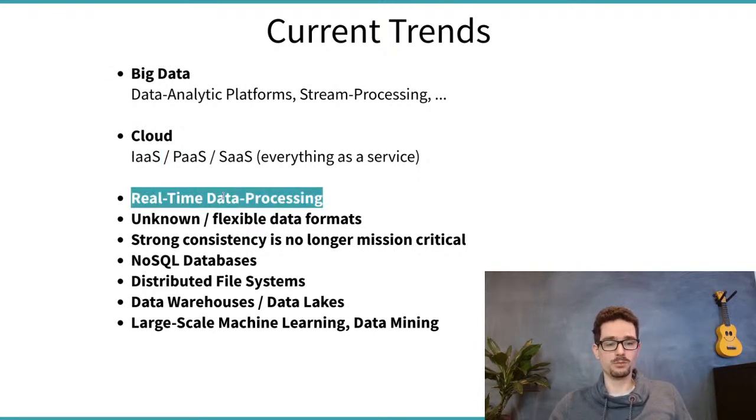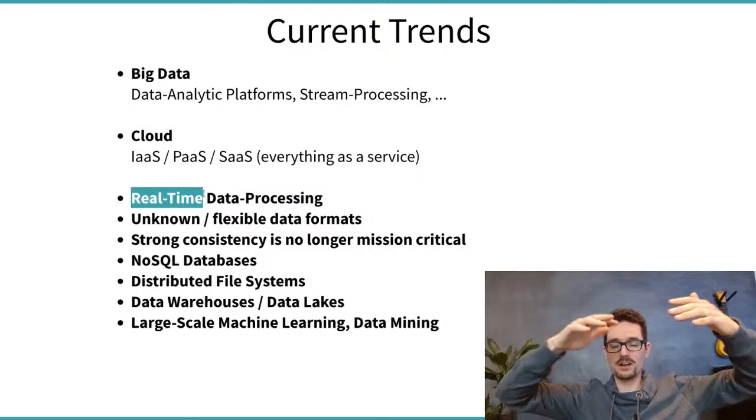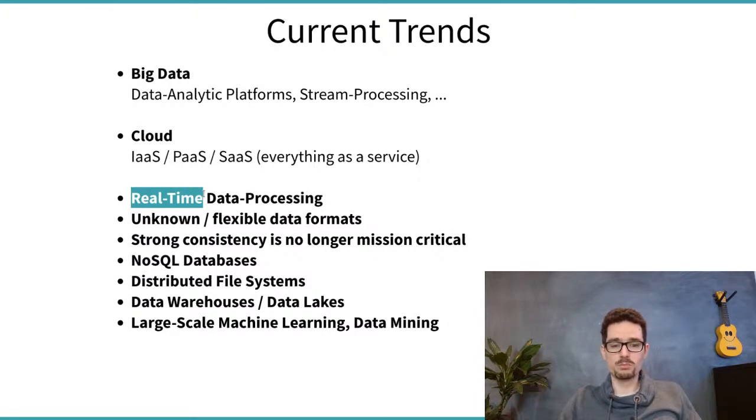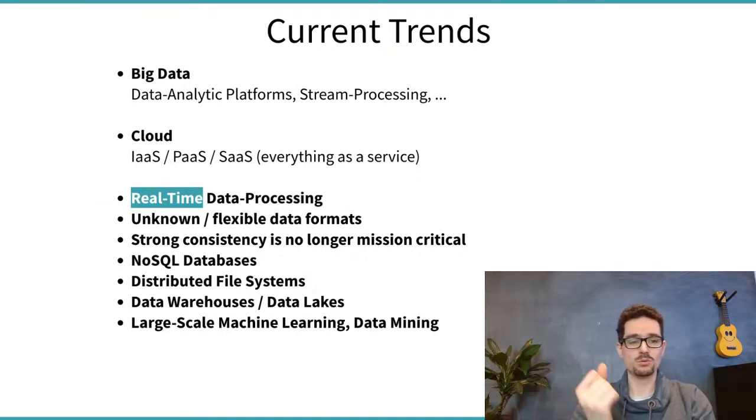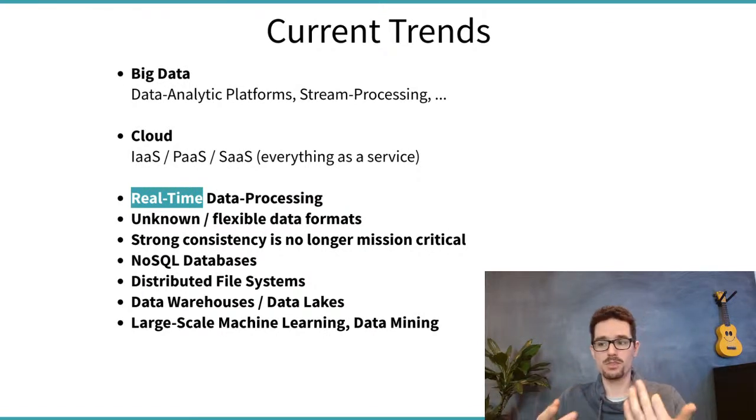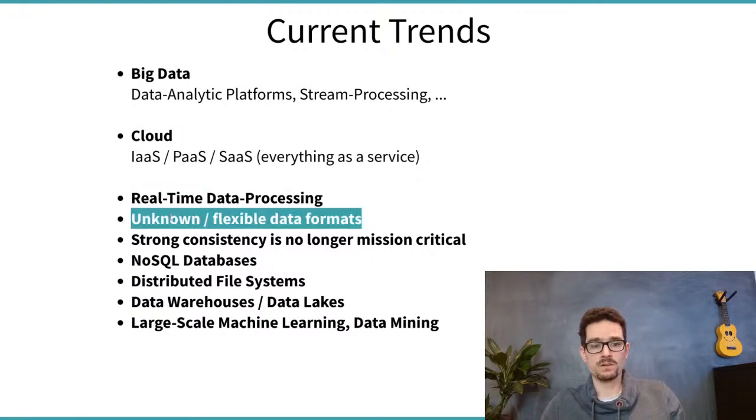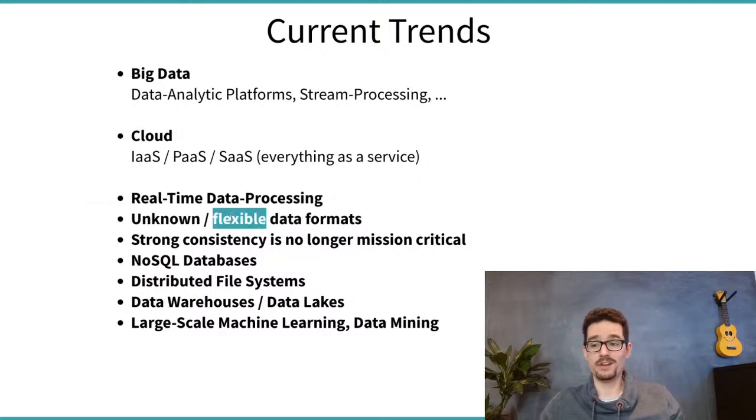Other trends are real-time data processing. So not just batch processing, but people want it real-time. There's big data, and I don't want a report once per night. That's also possible, but real-time data processing means that you want immediate reactions to something that currently happens. Data formats are not always structured like in a relational table that we saw on the previous slide. We now have unknown or flexible data formats with a flexible number of columns and flexible names and data types.